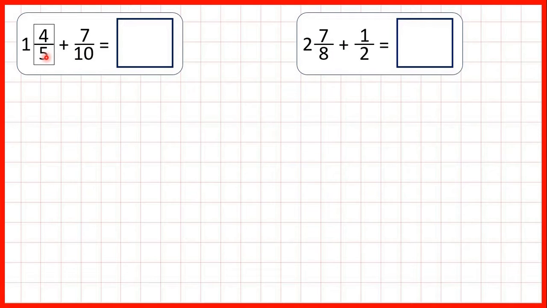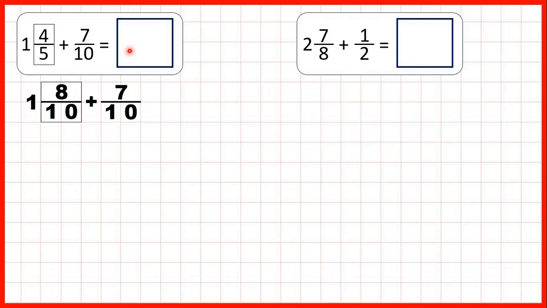10 is in the 5 times table, so instead of 1 4/5, we can write 1 8/10, because to find equivalent fractions we use multiplication. 5 times 2 is 10, 4 times 2 is 8. So we're adding 7/10, but when we add our fractions, the denominator will stay the same, and 8 plus 7 is 15, so we'll get 15/10. That's more than 1 whole.